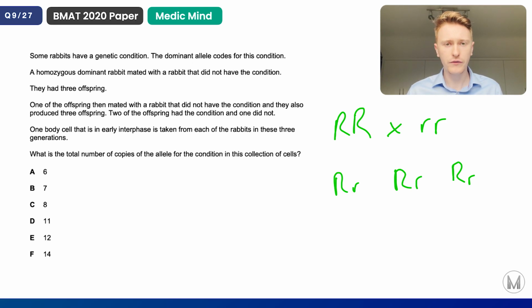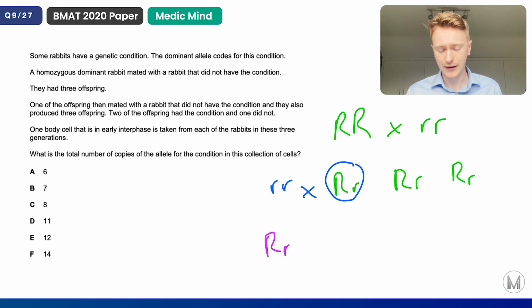We then take one of these rabbits, let's say this one, and cross it with another rabbit which has not got the condition. In other words, it's another homozygous recessive rabbit. Now we know that out of this crossing, we get 3 offspring, 2 of which have the condition, so they must be heterozygotes, and 1 which does not, so that must be a homozygous recessive.